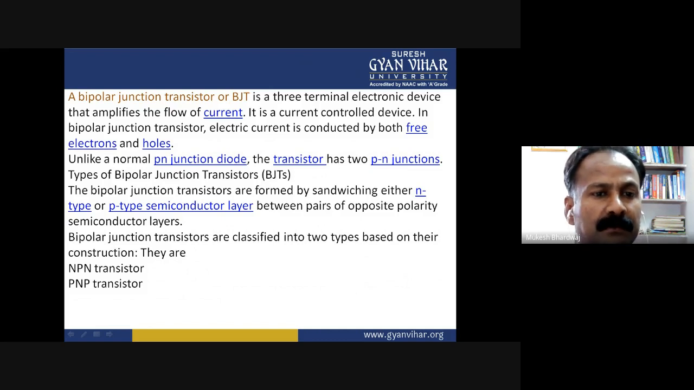Unlike a normal PN junction diode, the transistor has two PN junctions. The bipolar junction transistors are formed by sandwiching either an N-type or P-type semiconductor layer between a pair of opposite polarity semiconductor layers. Bipolar junction transistors are classified into two types based on their construction. They are the NPN transistor and the PNP transistor.